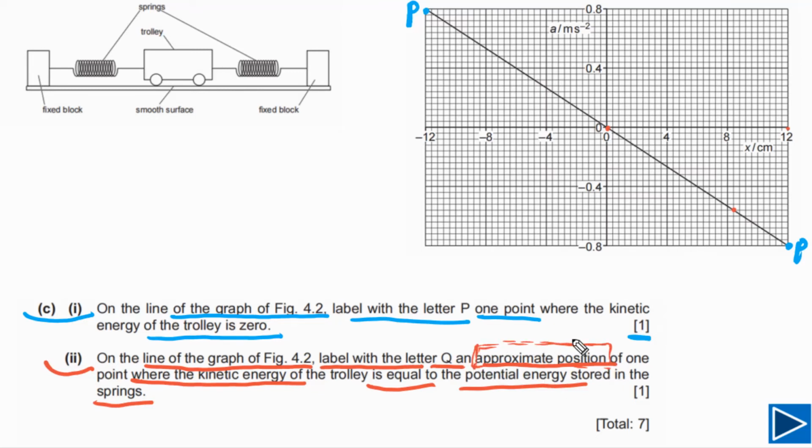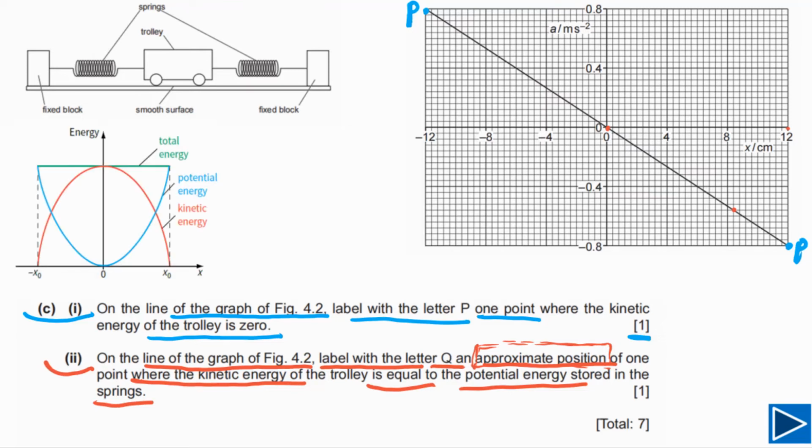In order to answer this question, we need to understand the relationship between energy and displacement. So first of all, let's have a look at the energy and displacement graph. In this case, you can see we have an energy against displacement graph. The red curve is kinetic energy, the blue one is potential energy, and the green one is the total energy. The question is asking us to find the displacement where kinetic energy is equal to potential energy. If you look at this point, this is halfway. So at this point kinetic energy is equal to potential energy.